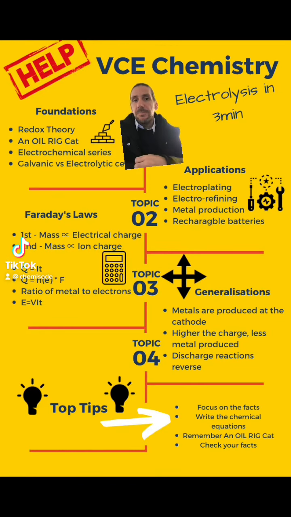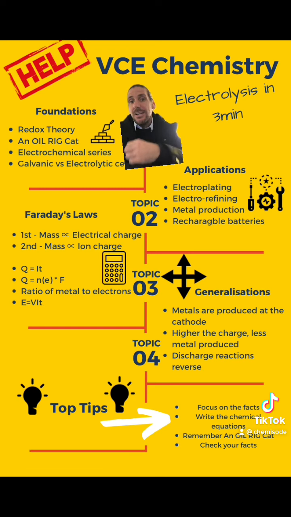So here's our last topic in Unit 3 Chemistry, and we're going to review this for 3 minutes. This is electrolysis. What are the fundamental things about electrolysis? It's based around redox theory. So you need to understand your oxidation numbers. You need to understand how to balance half equations. You then also need to understand OIL RIG CAT.